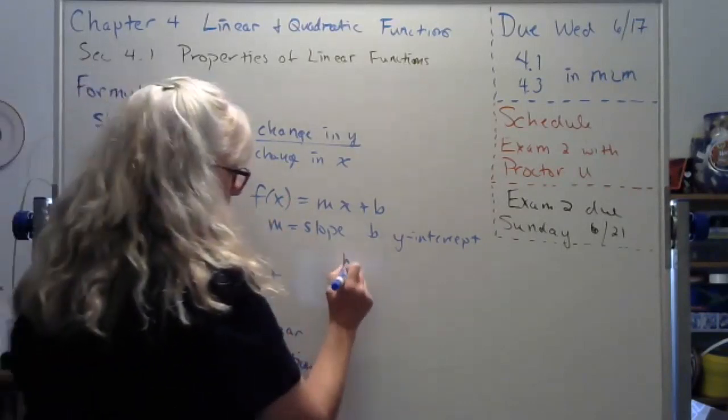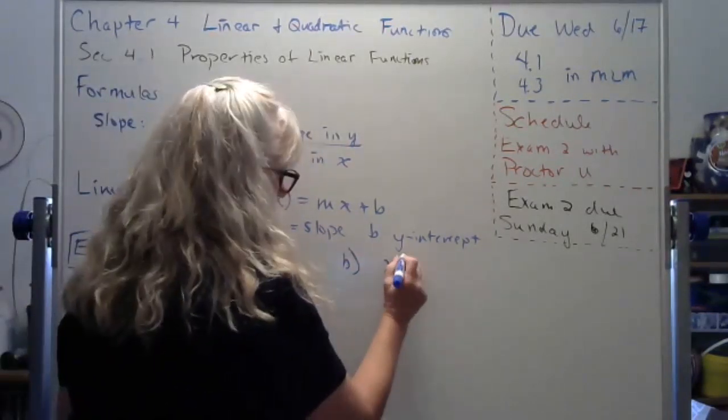Example B on that one says that we have x again, and then we have f of x.